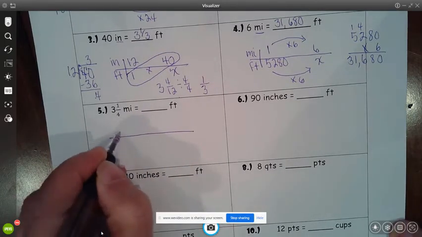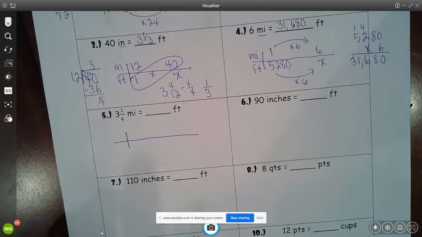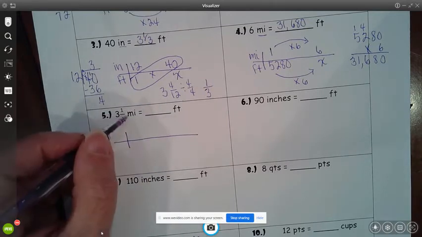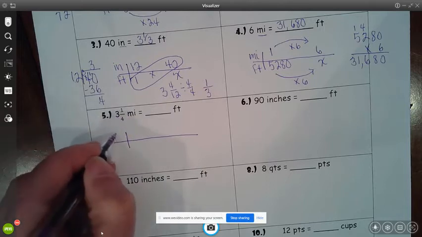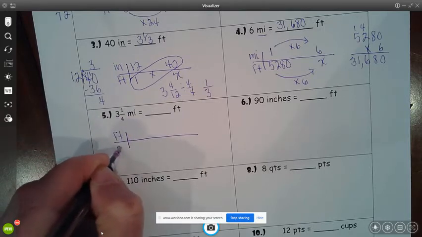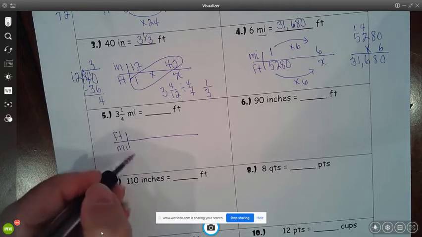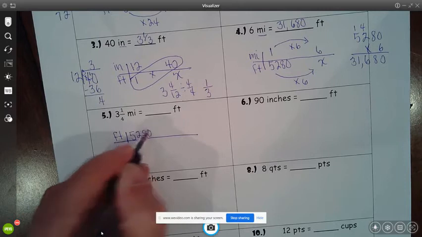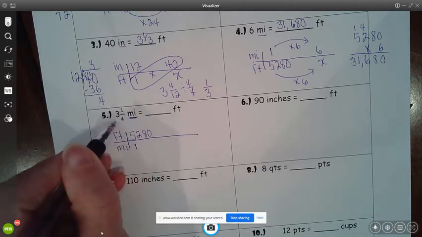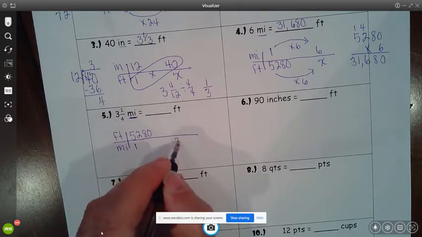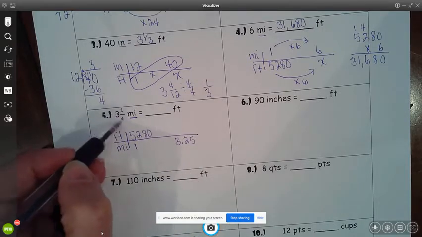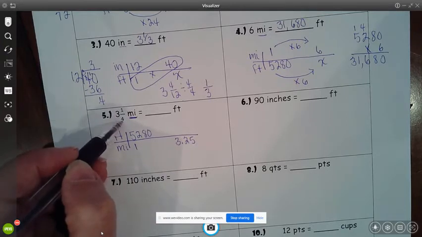Now, I've had a lot of kids ask me in the past, how do I know which one's on top? Is it always first and last? I mean, I usually set it up that way, but let me show you. I can flip this as long as I keep these right. 1 mile is still 5,280 feet. And as long as the miles goes with the miles, I'm going to put 3.25 here because I know 1/4 is a decimal 25. It's one of our benchmarks that we've learned.